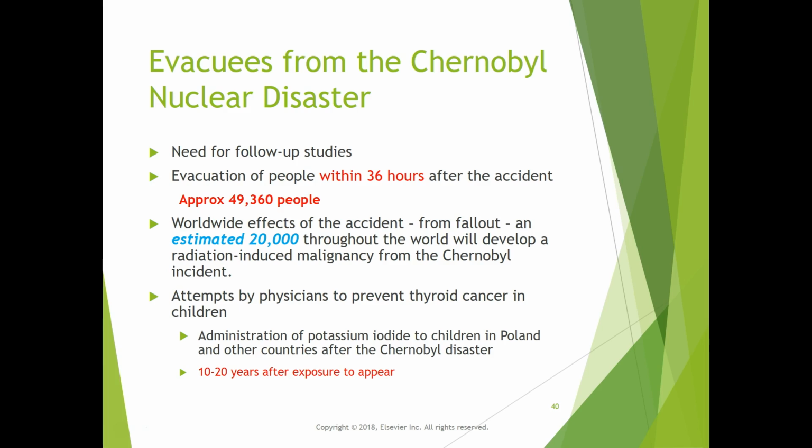The physicians did attempt to prevent thyroid cancer in the area. In the children, they gave them potassium iodide to try to bond with the receptors in the thyroid so that the radioactive iodine would not bond and would not stay in their system and produce cancer 10 to 20 years after. So they had to distribute that and wait to see if that was going to work or not. So after 1996, 2006, they were able to get data.